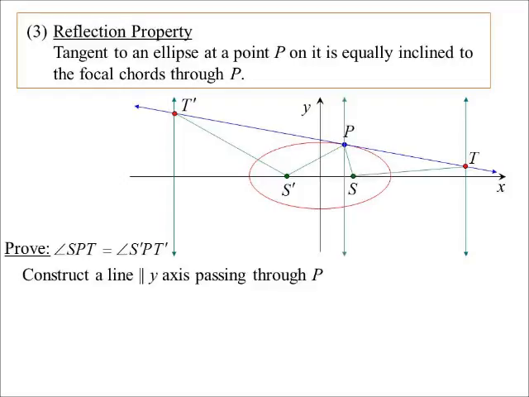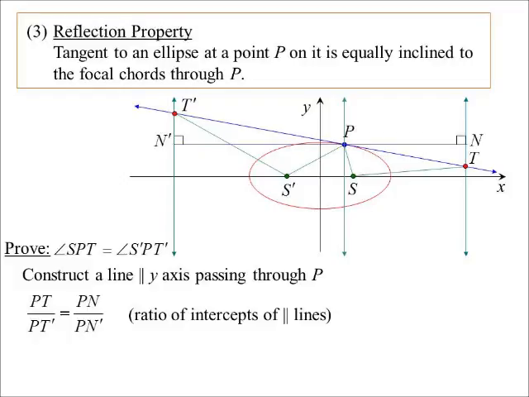Okay, going to construct a third parallel line, which goes through P. Oh, in fact, it's a fourth parallel line if you think about it, because I've got the y-axis as well. Right. I've then drawn a horizontal line in through P going to the two directrices. Now I know that PT over PT dash will equal PN over PN dash. That's just ratio of the intercepts of the parallel lines. Remember, it doesn't matter where you put the transversal, you'll always cut it in the same ratio.